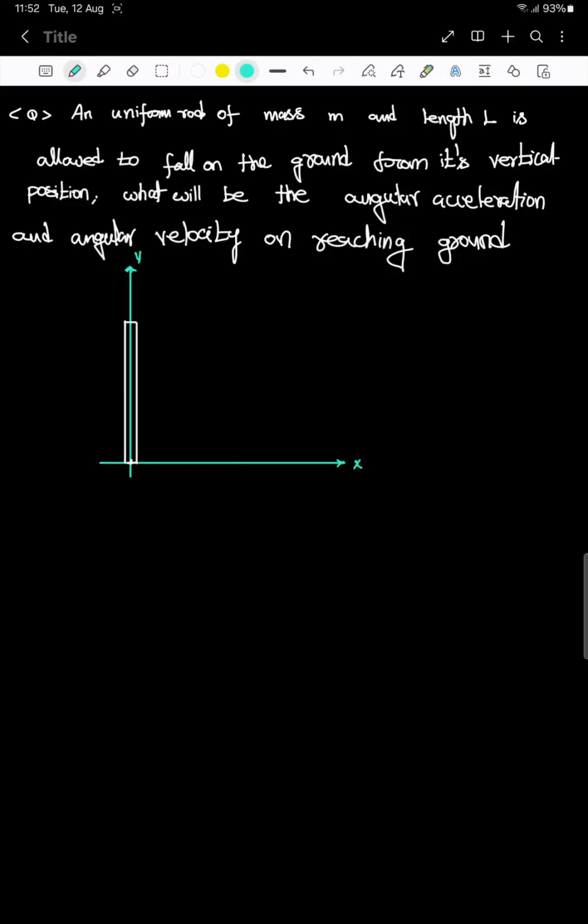Hi everyone, we have a question from rotational mechanics. The question is, there is a uniform rod of mass m and length L. It is allowed to fall on the ground from the hinged position at O. Now what will be the angular acceleration and angular velocity on reaching the ground?